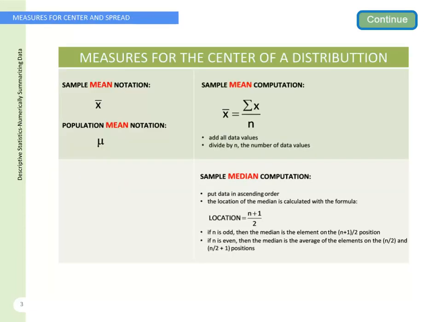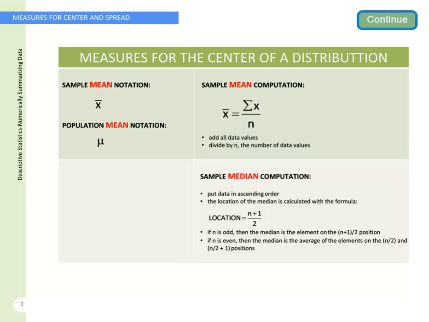The mean and the median are used to measure the center of a distribution. The mean is used as a measure for center when the distribution is symmetric. If the distribution is skewed or displays extreme values, then a better measure for center is the median. The median is said to be resistant to extreme values.